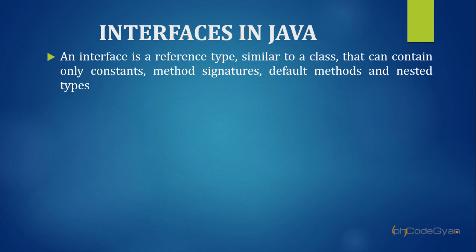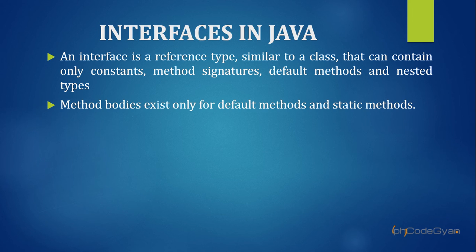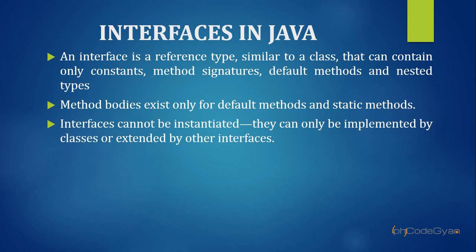An interface is a reference type similar to a class that can contain only constants, method signatures, default methods, and nested types. This is a very important definition for an interface. It also helps us to differentiate it from an abstract class. An interface only contains constants and methods with no method bodies, also default methods and nested types. Method bodies exist only for default methods and static methods.